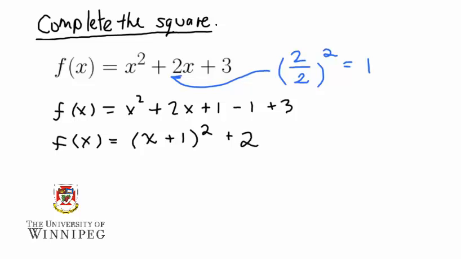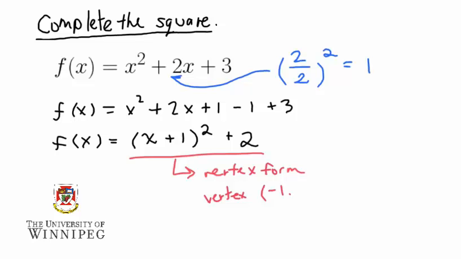So here is our function in vertex form. In this form, it's really easy to determine where the vertex of our parabola is. The vertex of this parabola is going to be at -1, +2.